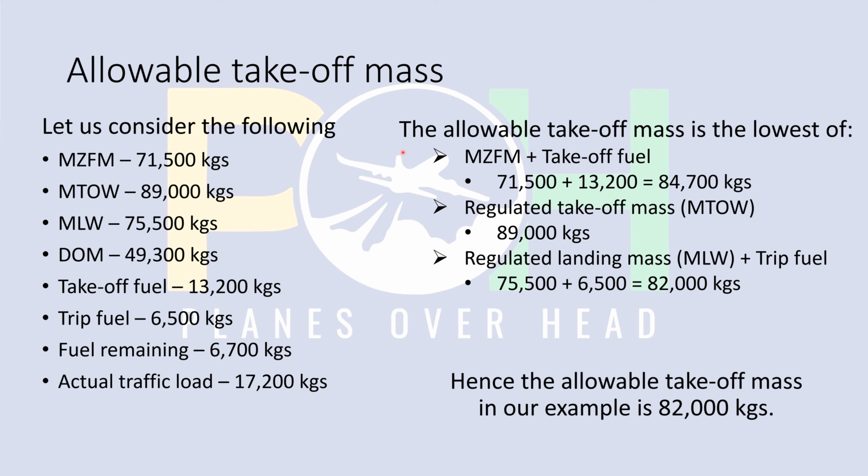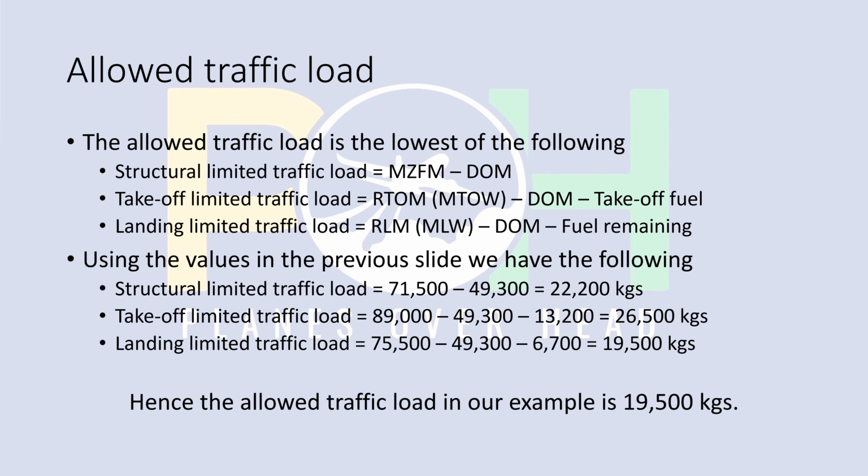So max allowable takeoff mass is the lowest of the three. Max zero fuel mass plus takeoff fuel comes out to be this. Regulated takeoff mass is 89 tons. Regulated landing mass plus the trip fuel is 75.5 plus 6.5, which is 82. Whichever is the lowest of these numbers is your maximum allowable takeoff mass. So in our example, the answer comes out to be 82 tons. For this trip, you cannot take off more than 82 tons.